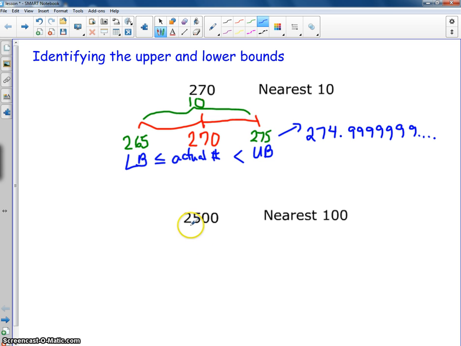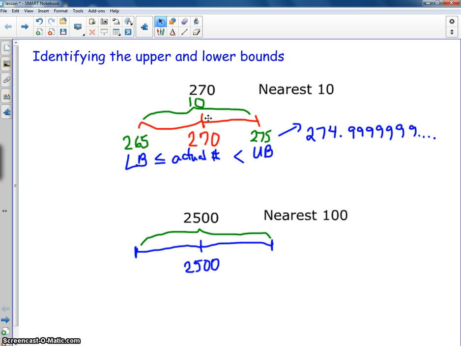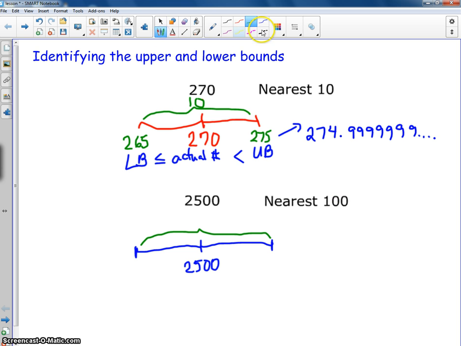Alright, what about this one? 2,500, rounded to the nearest hundred. So again we imagine 2,500 in the middle. Let's draw, this time I'm going to try and draw a fairly straighter line. The distance between the lower bound and the upper bound is equal to 100. Let me just adjust everything so that we have enough space. So that is equal to 100.